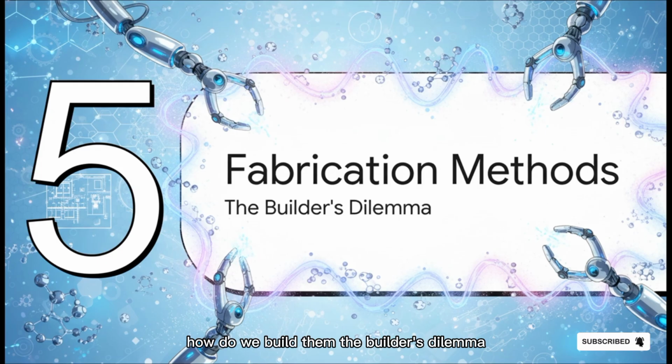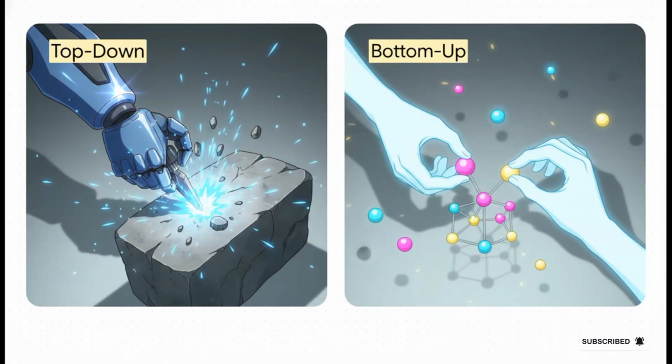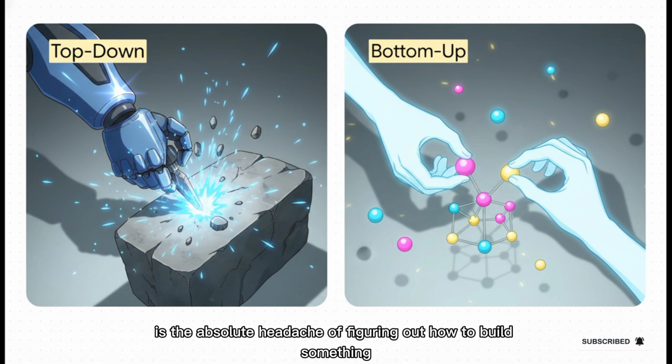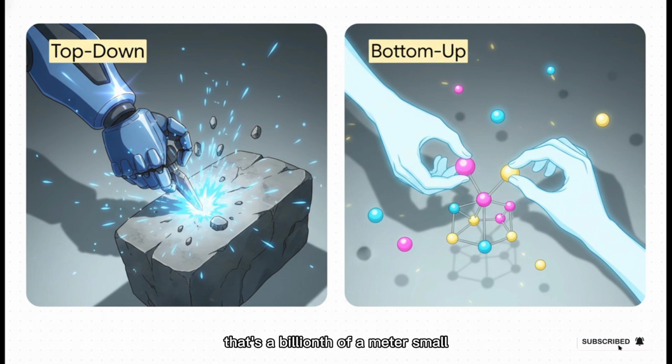Section 5. How do we build them? The builder's dilemma. Now, what's really interesting about this next concept is the absolute headache of figuring out how to build something that's a billionth of a meter small. How do you build the invisible? Well, scientists face a real dilemma here with two completely different philosophies.